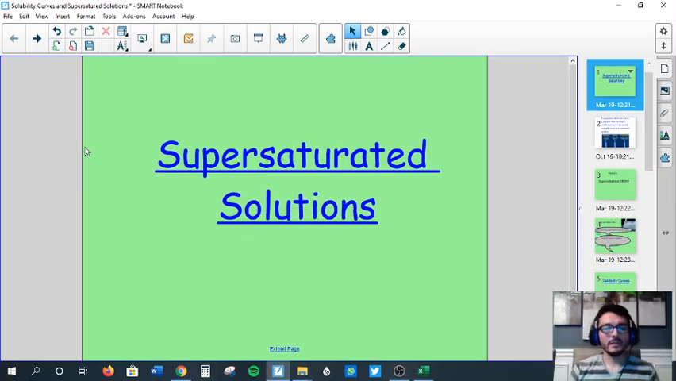Hello everyone. This next lesson is on supersaturated solutions and solubility curves. So we'll begin with supersaturated solutions. Not too much to go over here, just another kind of solution as an extension to what you probably did in grade 9 and 10.